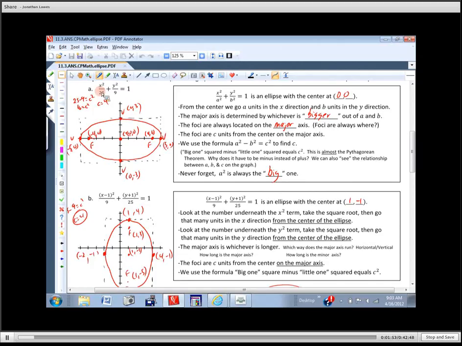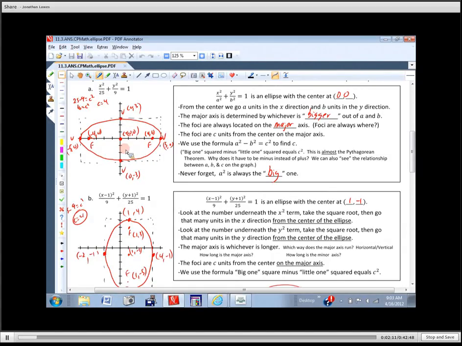Okay. Let's see. The foci are always on the major axis. So here's the major axis running right here. The foci are always on there. They are never on the minor axis. They're never on the smaller one. And when we drew those on the board, you could see what happened when we moved the foci closer together and further apart and that sort of thing.